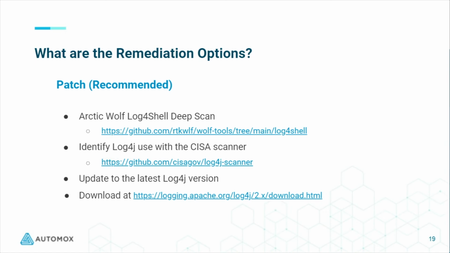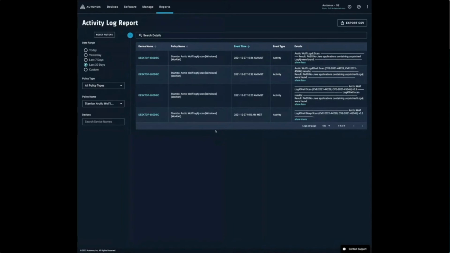Just real quick, I want to show you what this looks like. These are different worklets that have run across some Windows devices in my environment. We're using the Arctic Wolf Deep Scan and the PowerShell syntax they provided in their GitHub. As you can see, we're posting the results in our activity log under the details section. Devices that are not affected and have passed the scan are currently good to go. So we're going to identify any devices that are infected by Log4j and those that are currently not infected.